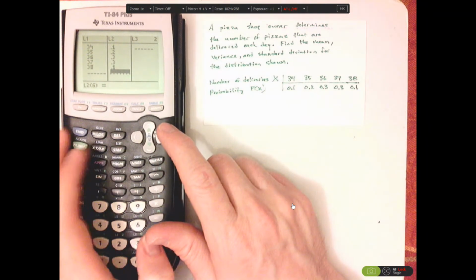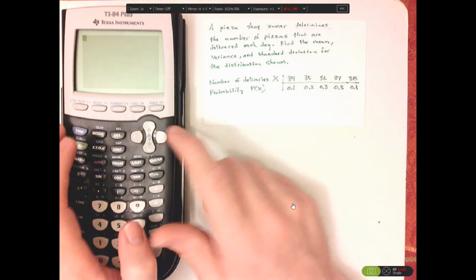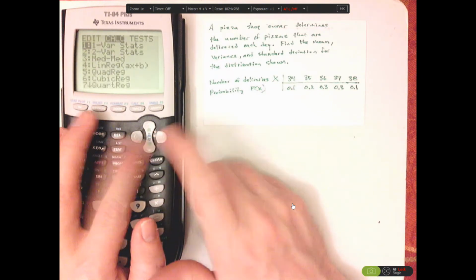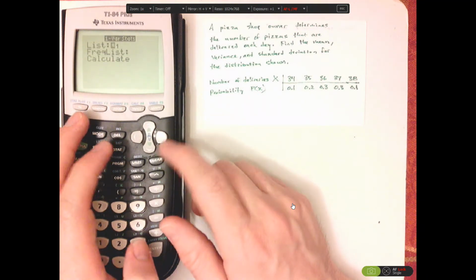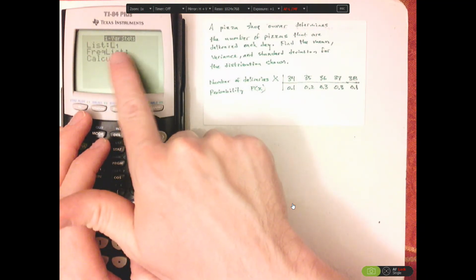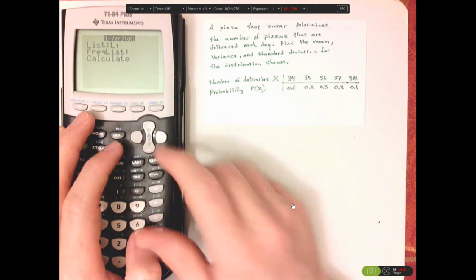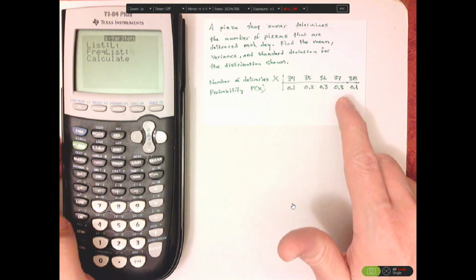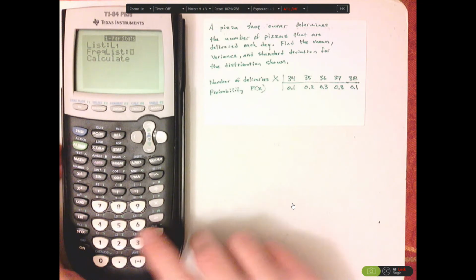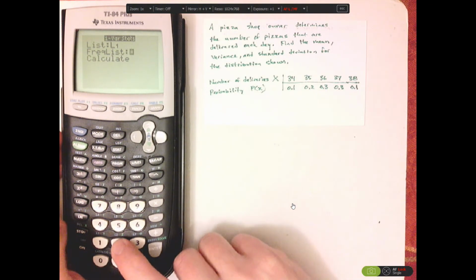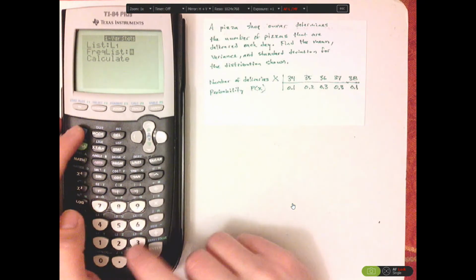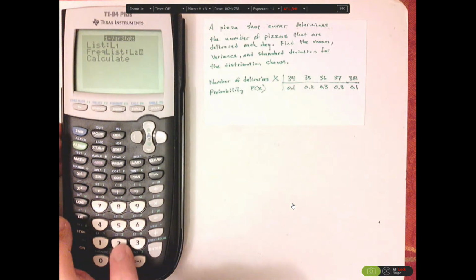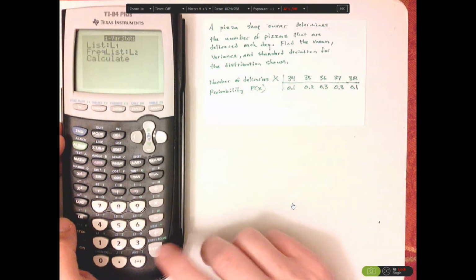Now what we're going to do next is second quit. We're going to go to stat. Now this time we're going to calculate one variable stat. And notice we have list one and then the frequency list, which is going to be our probabilities. So that would be L2. L2 is right here. Push, it's blue, so I'm going to push second and then push two to get the L2, and then calculate.